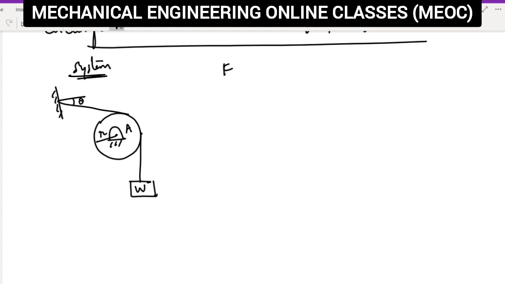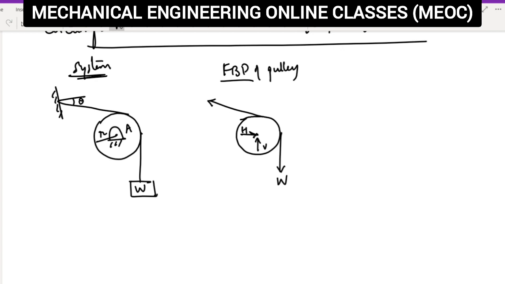Now let us see the FBD of the pulley. I am just trying to draw the pulley as it is. I am removing the pin joint at A and replacing it with horizontal and vertical reactions. There is a weight acting here which is W, and there is another tension acting here. Naturally, because this force is balanced by the tension in this thread, here also T is equal to W only. So this is W and W.